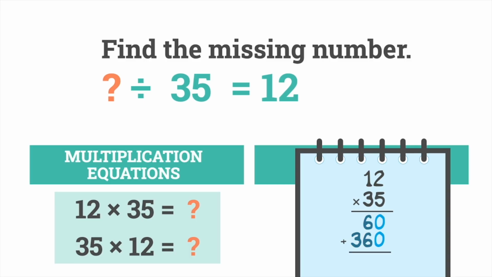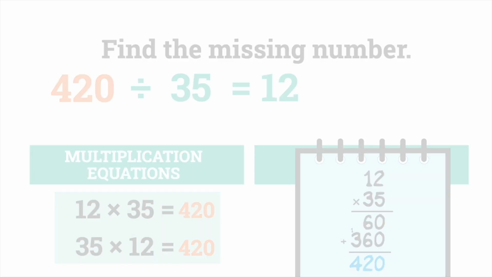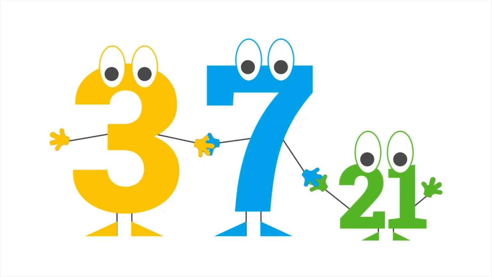Now we add everything together. 0 plus 0 leaves us with 0 in the ones place. 6 plus 6 is 12, so we'll put a 2 in the tens place and regroup our 1 into the hundreds place. Then we add 1 to the 3 and place a 4 in the hundreds place. So 12 times 35 is 420. So our missing number that we were asked to find is 420. And 420 divided by 35 equals 12. Understanding the relationship numbers have with each other will help you complete division sentences.